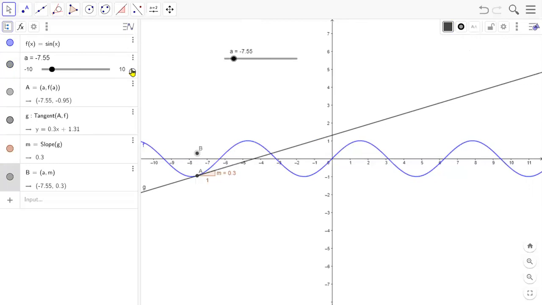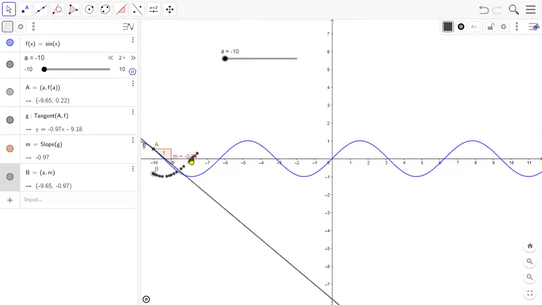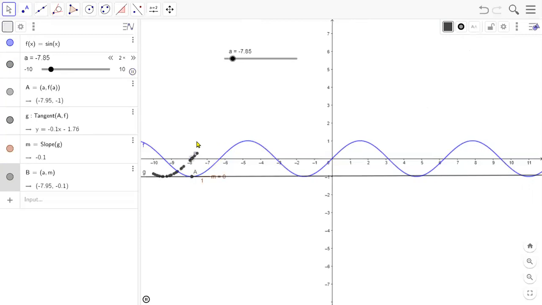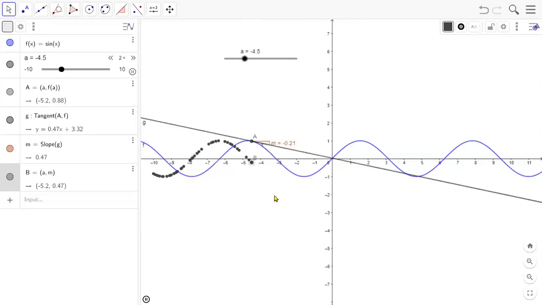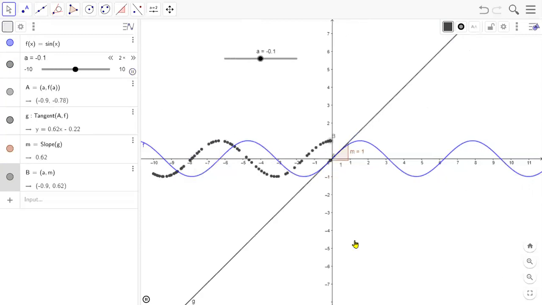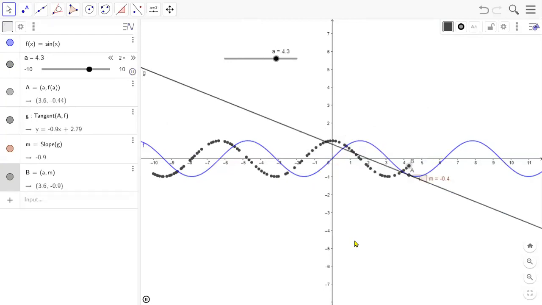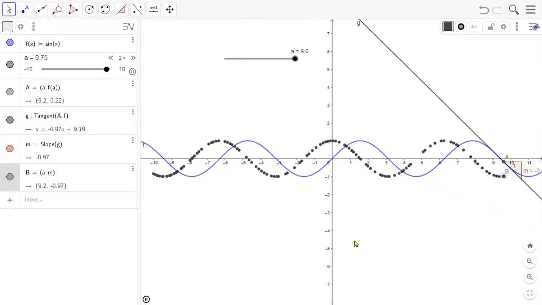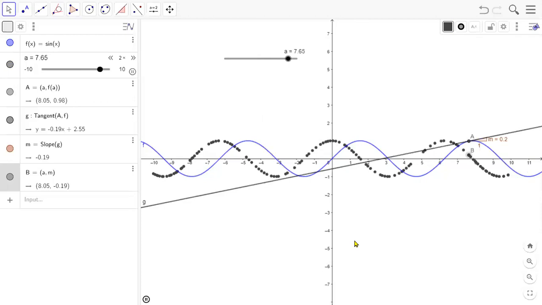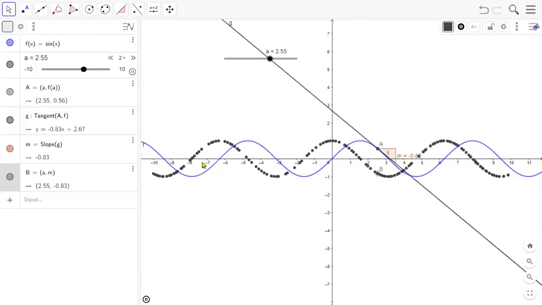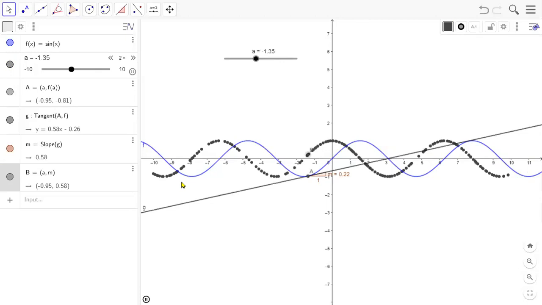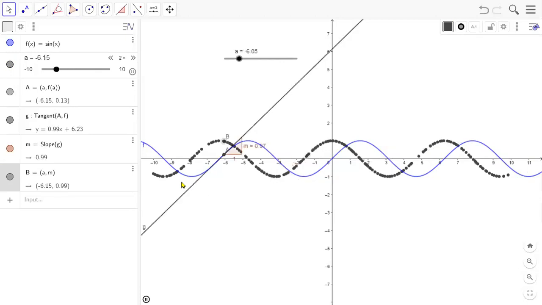Let me just animate this. Here this dotted line is just the locus of the point b. Point b is defined as the point of the slope of the tangent. This black dotted line represents the locus of the slope of the tangent on this same graph.